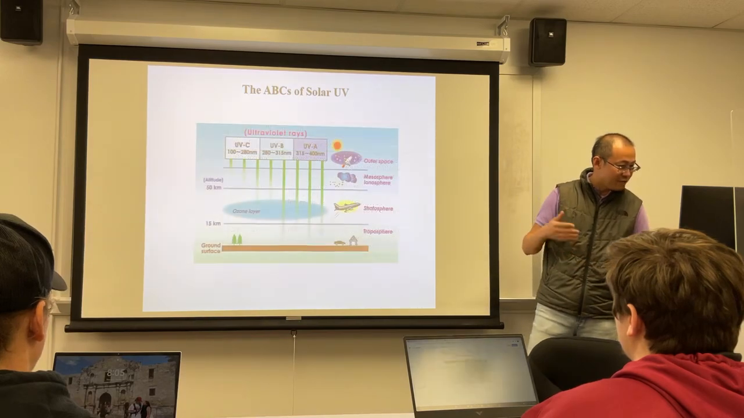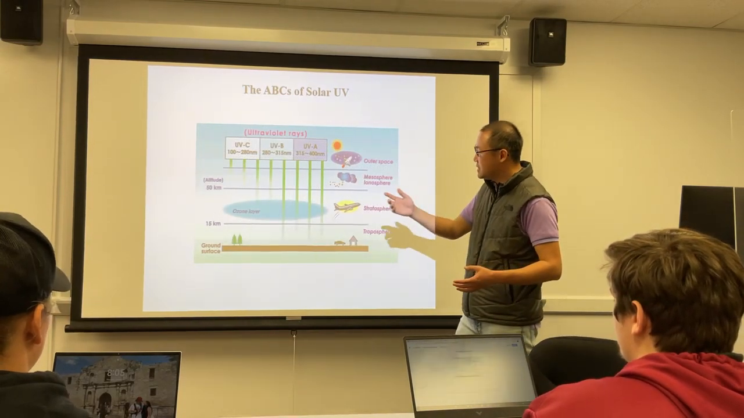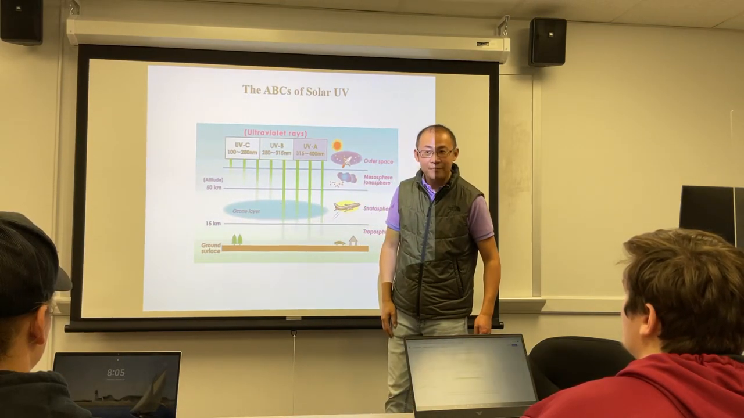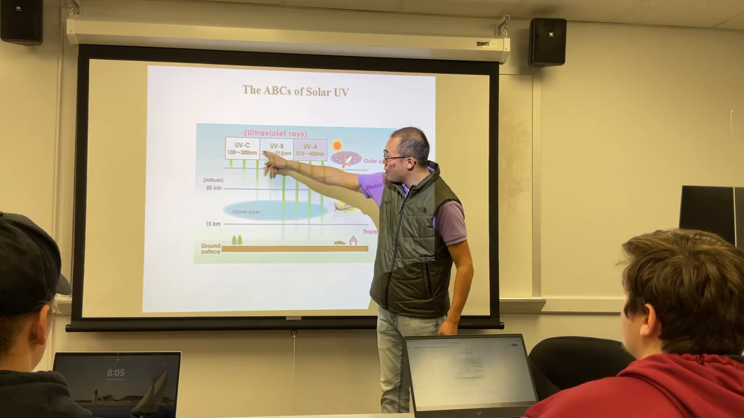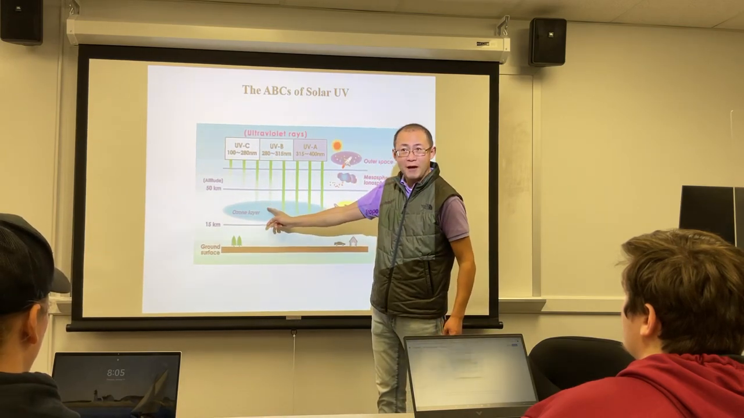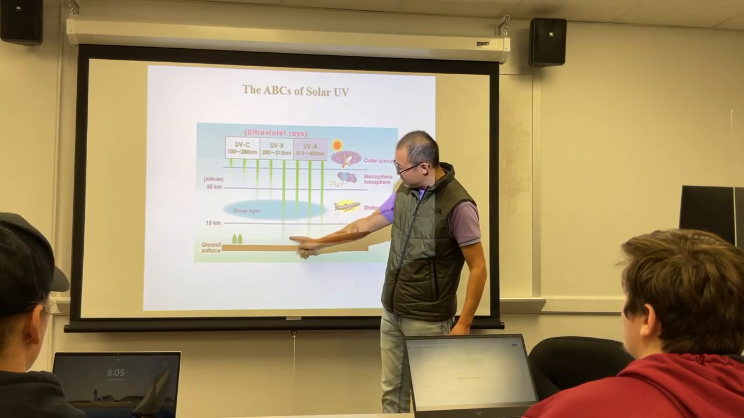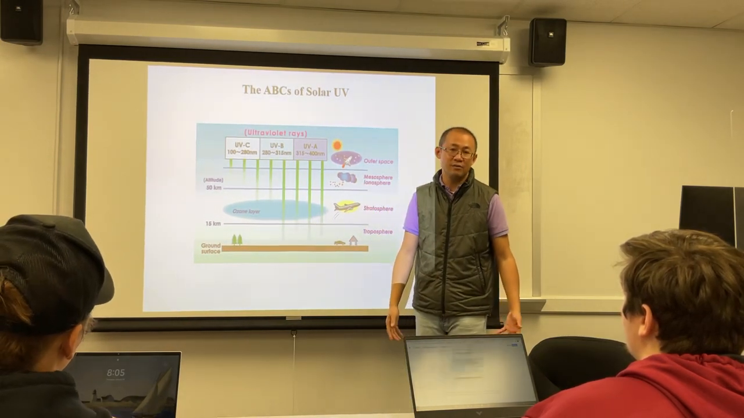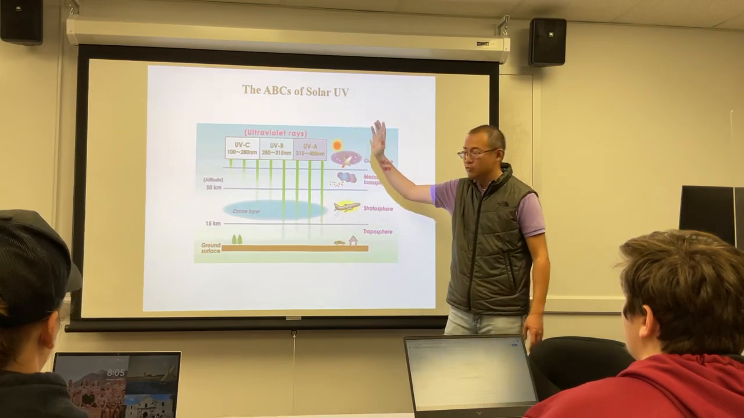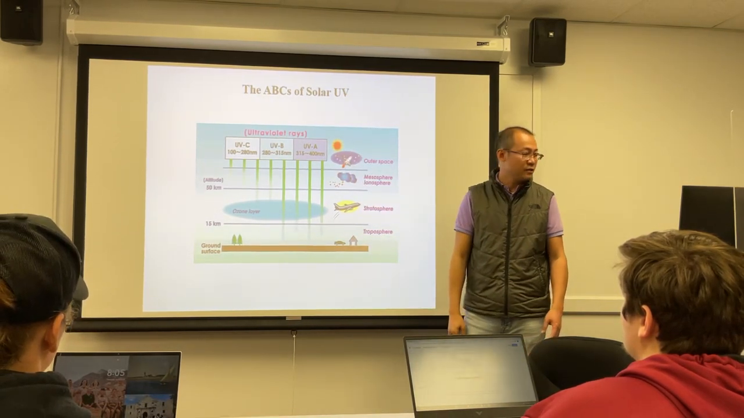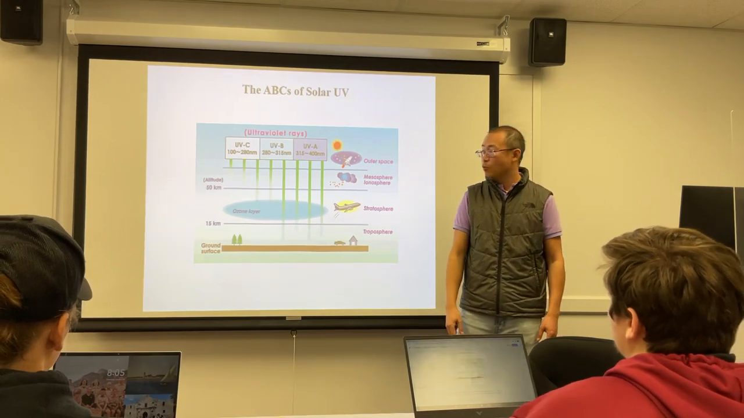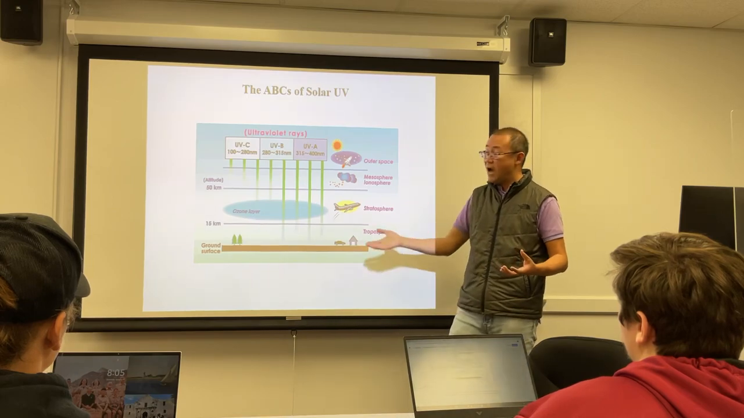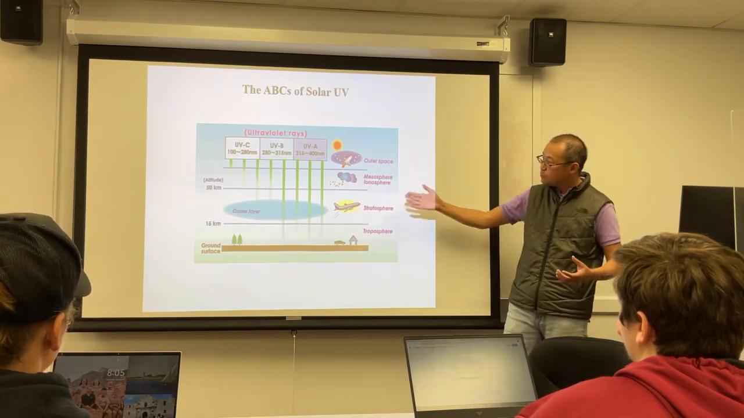This picture maybe gives you a better idea than wording. You see that UVC is completely absorbed. UVB, the shorter, more damaging ones, is still absorbed by ozone, but some longer ones make it to the surface. UVA, almost all gets to the surface. We'll explain what this ozone is, where it is, and how it works, of course, but we'll just put it here.